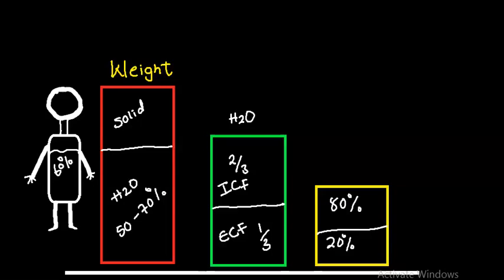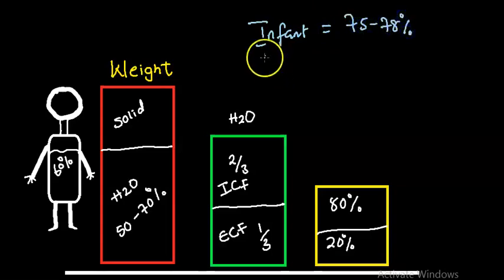body composition. Based on age, we have the infant. In this case, the infant, which is the newborn babies, have approximately 75 to 78% made up of water. And what about the adult? Adult is approximately 50 to 70% made up of water.